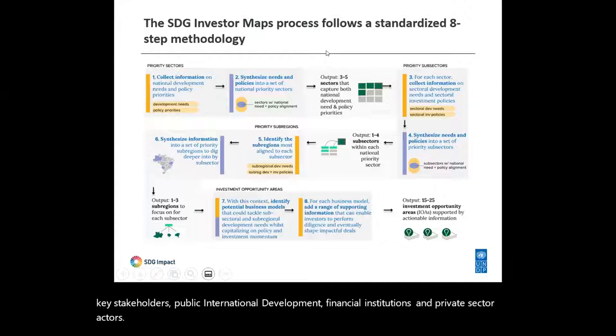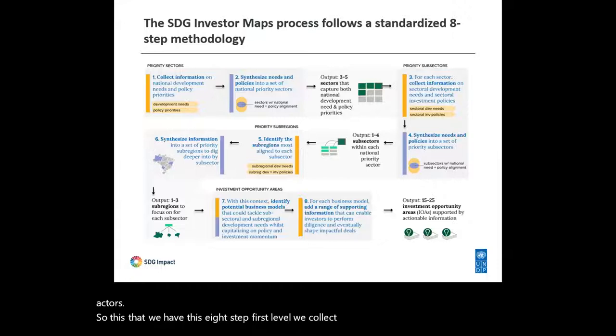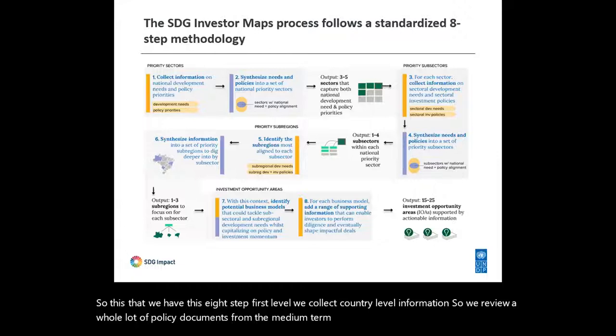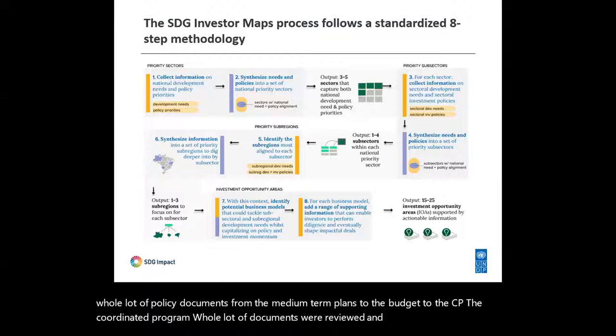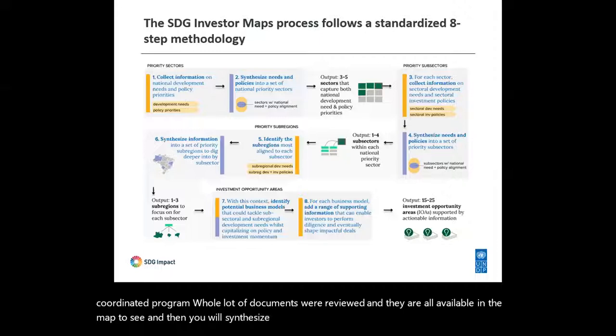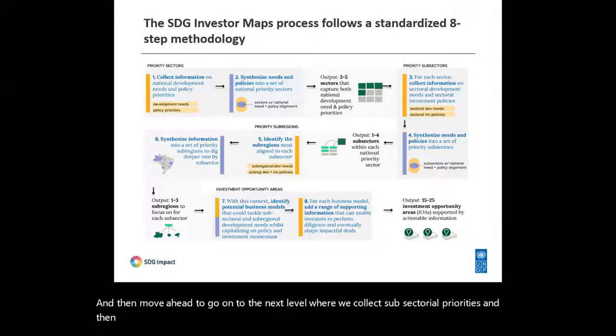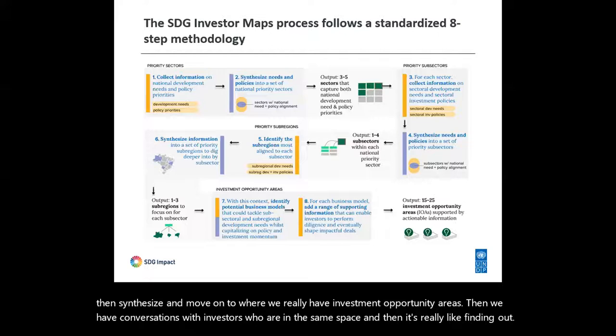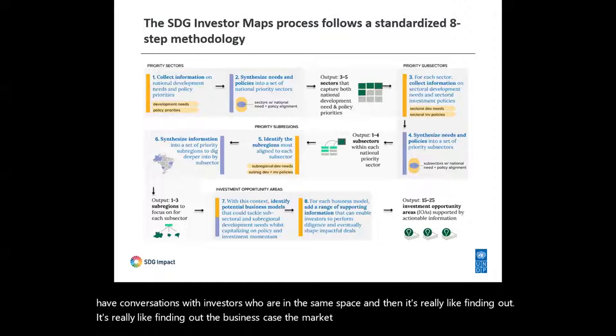We have this 8-step methodology. First, we collect country level information. So we review a whole lot of policy documents, from the medium term plans to the budget, to the CP, the coordinated program. A whole lot of documents were reviewed, and they are all available in the map to see. And then we synthesize this through consultative meetings and move on to the next level, where we collect sub-sectoral priorities, then synthesize and move on to where we really have investment opportunity areas. Then we have conversations with investors who are in the same space. And then it's really finding out the business case, the market intelligence and the like. And we'll get to that in a minute.